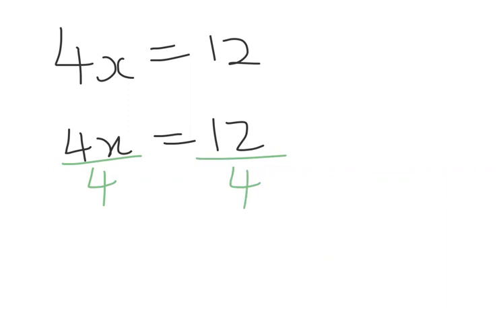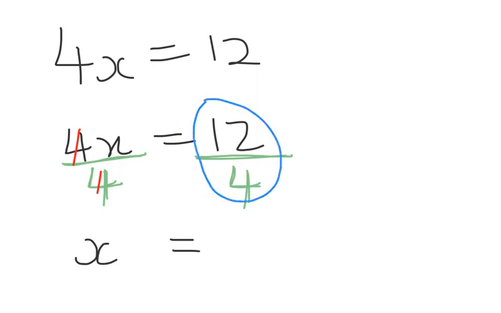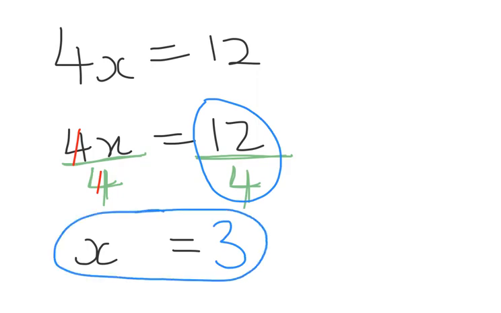Let me just repeat. To get rid of this 4, we divide by 4. What you do on the left, you do on the right, you divide by 4. So if we have something like this, it means the 4s cancel out, or 4 divided by 4 is 1, but we don't need to write the 1, we can just write the x. And what is 12 divided by 4? 12 divided by 4 is 3. So we're only going to have x equal to 3.